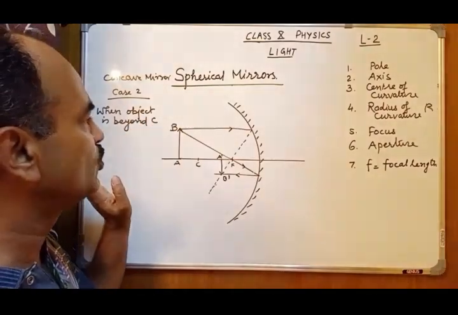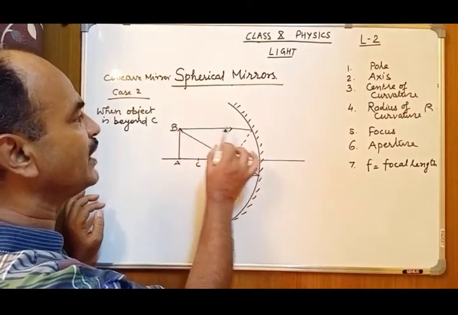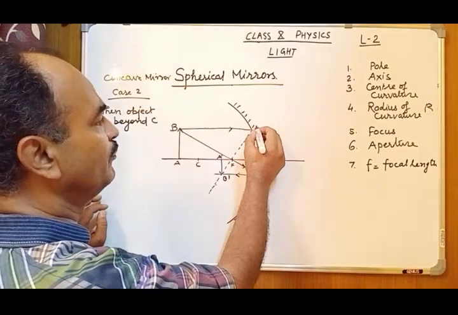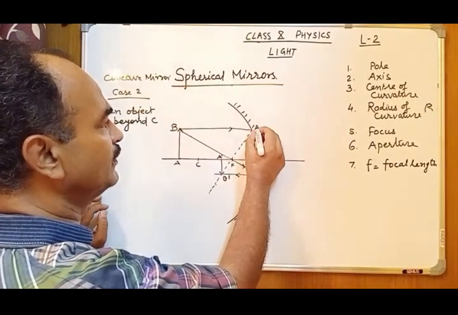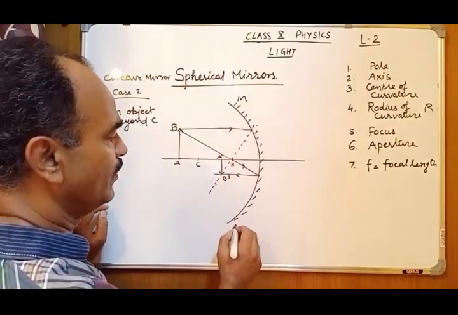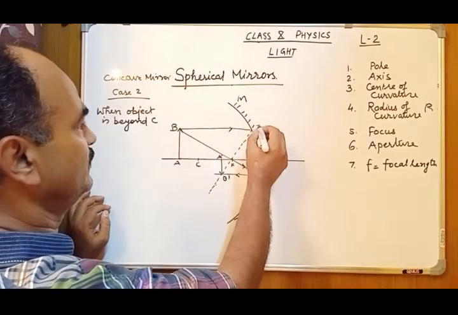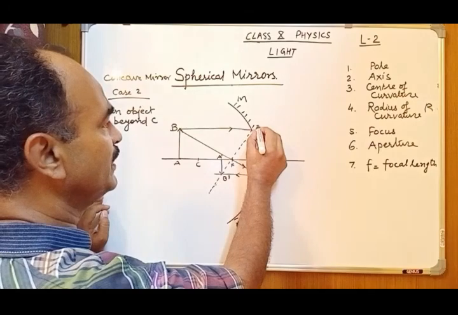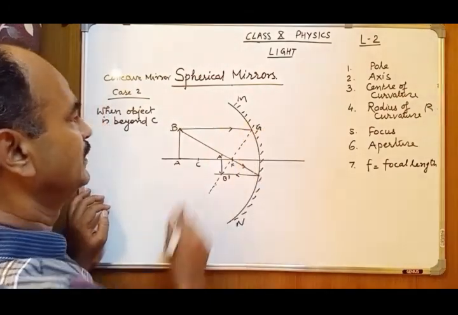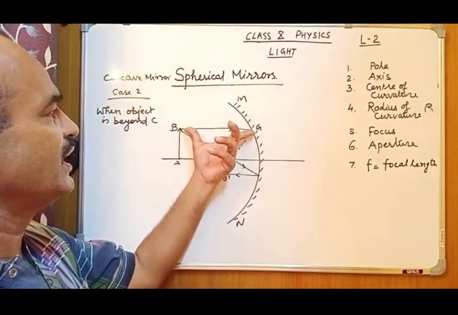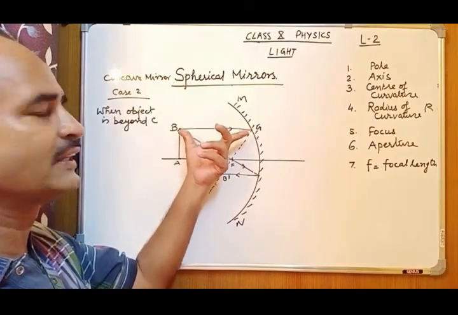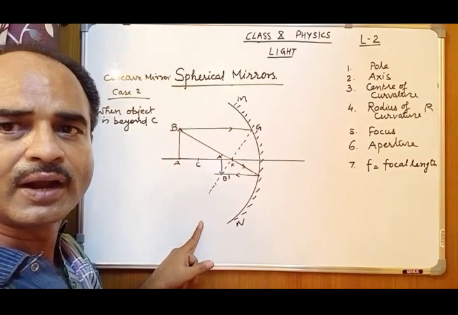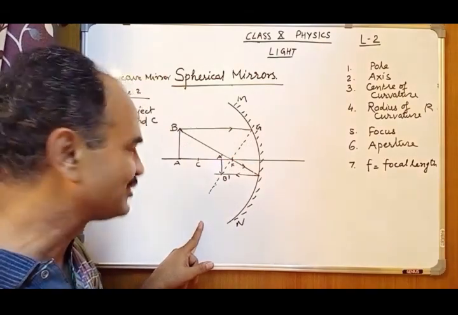Then we have seen two things. One ray going parallel, let this be B, this be M, and this B, and let it be G. Then BG is the ray which is parallel to the principal axis. What will happen? After reflection it will pass through the focus point.